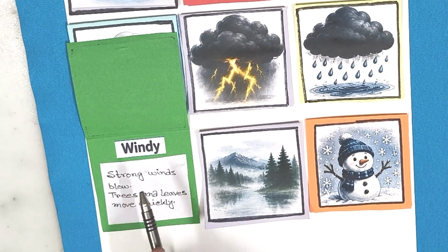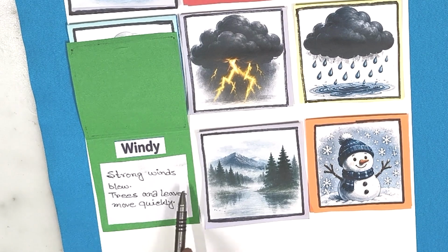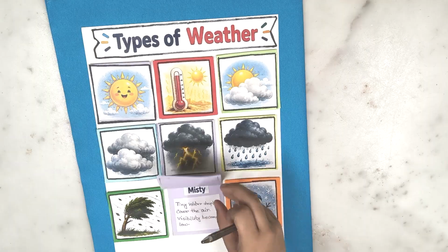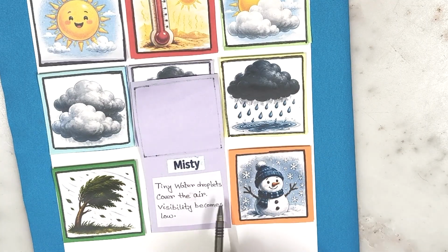Windy. Strong winds blow. Tree and leaves move quickly. Misty. Tiny water droplets cover the air. Visibility becomes low.